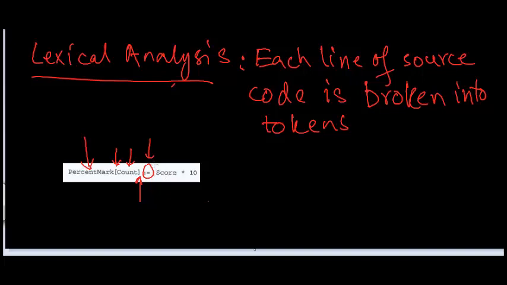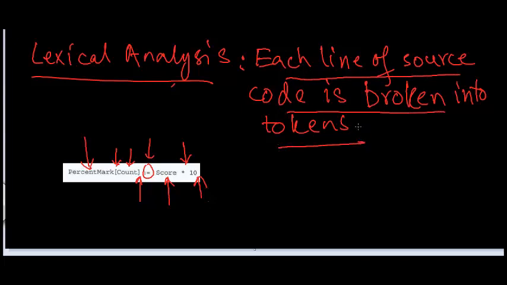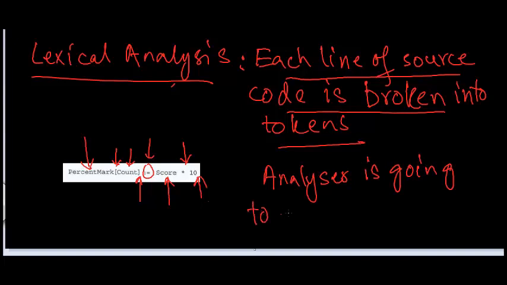This is the assignment operator, right? And this is the sixth token. This core variable is also an identifier, so this is the sixth token. This multiplication operator here is the seventh token, and this constant is the eighth token. So in the analysis stage, each line of source code is broken into tokens, and then the analyzer is going to categorize these tokens. Some tokens are keywords, other tokens are variable names or identifiers. So it is going to categorize tokens also.